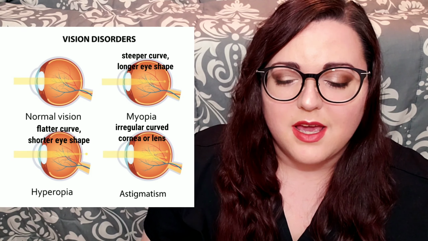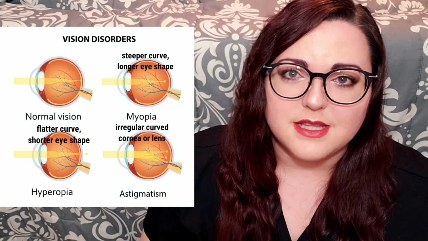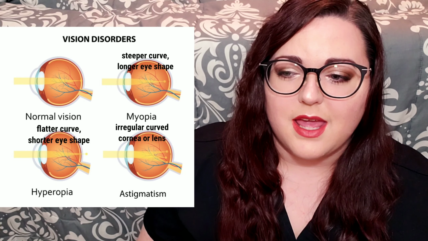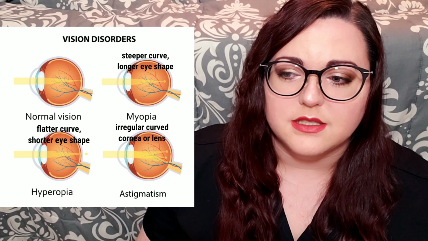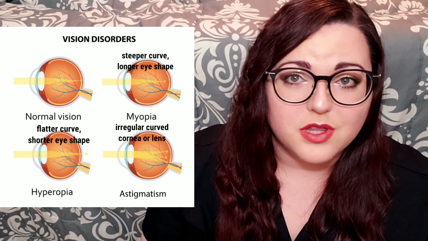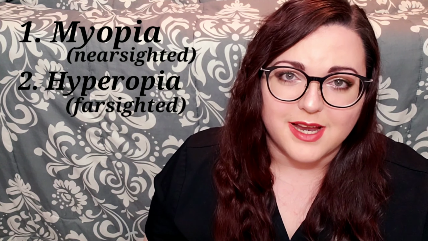Today I want to talk to you a little bit about refractive errors. A refractive error basically means that the shape of the eye or the shape of the cornea is not able to bend or refract light correctly, which causes blurred vision. This can generally be corrected using glasses, contacts, or surgery. There are four main types of refractive errors, the two biggest ones being myopia or nearsightedness and hyperopia or farsightedness.